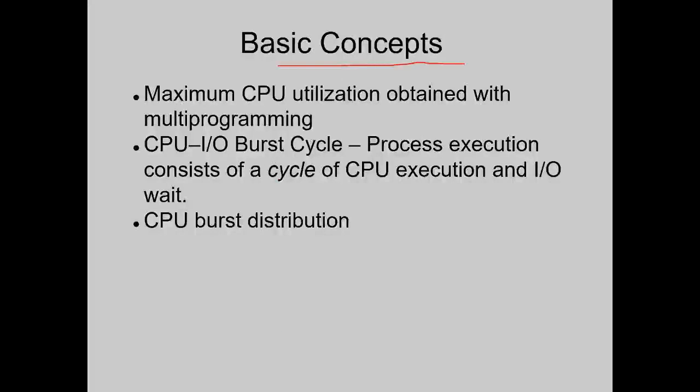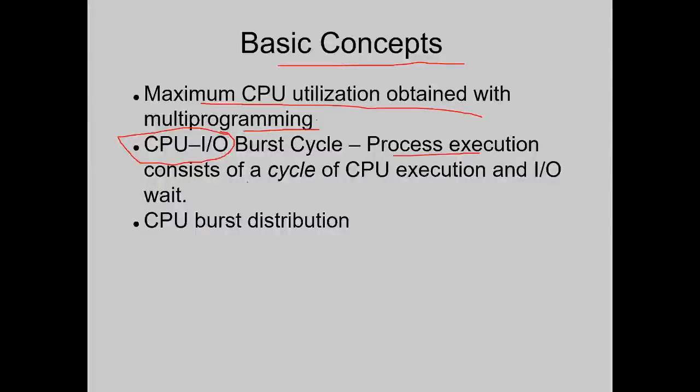Basic concepts. For CPU scheduling, there are some basic concepts we need to understand, like maximum CPU utilization obtained with multiprogramming. Care has to be taken that the CPU is utilized properly and not kept idle. The processes which are brought into the ready queue and selected must be based on the CPU and IO burst cycle. It is a combination of CPU and IO burst.